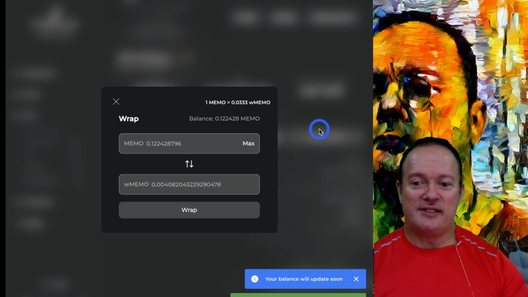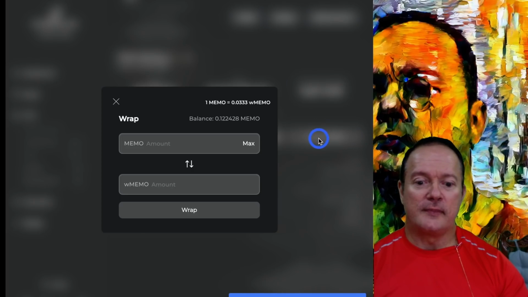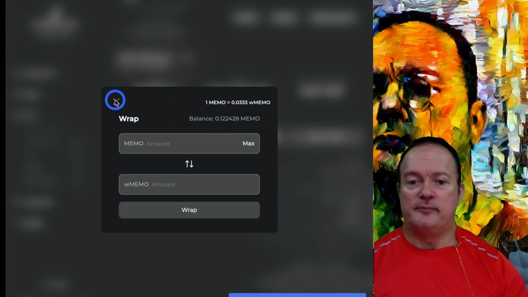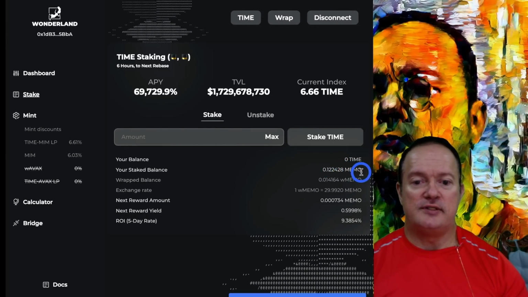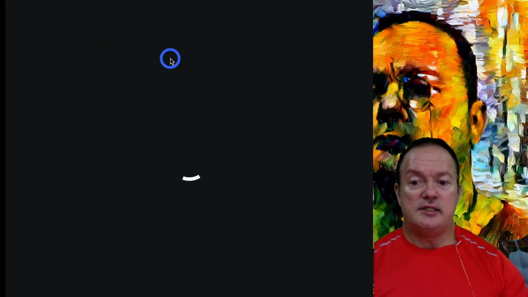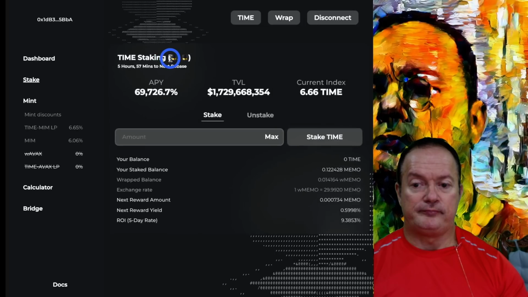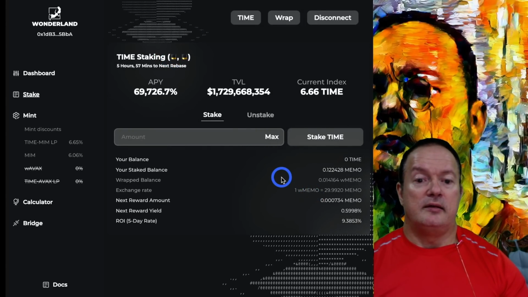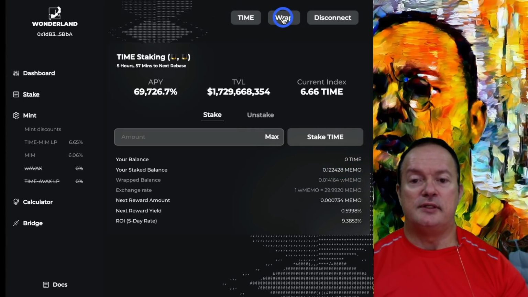All right, so balance will update soon, apparently. And it's been updated, they say. Okay, so I should have 0 memos here. And this value should go up. The wrap memo value should go up. So let's refresh and see that we're successful. Are we successful? I don't know. I don't think so. Oy. I thought we wrapped already. Didn't we wrap?